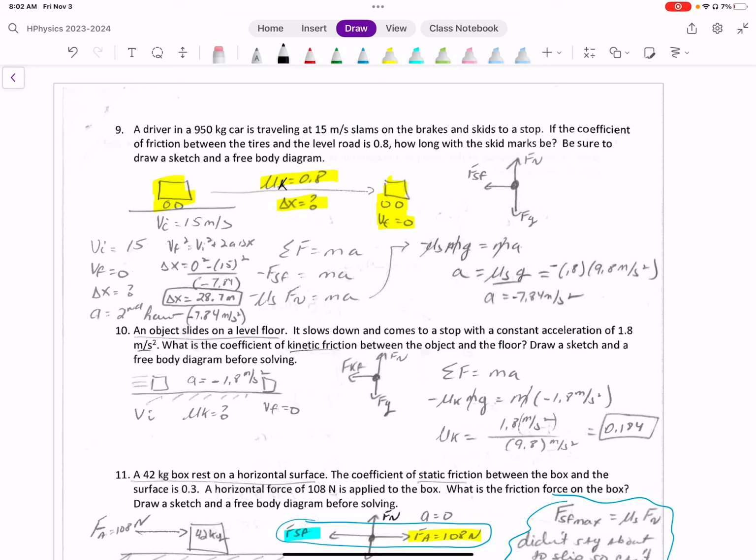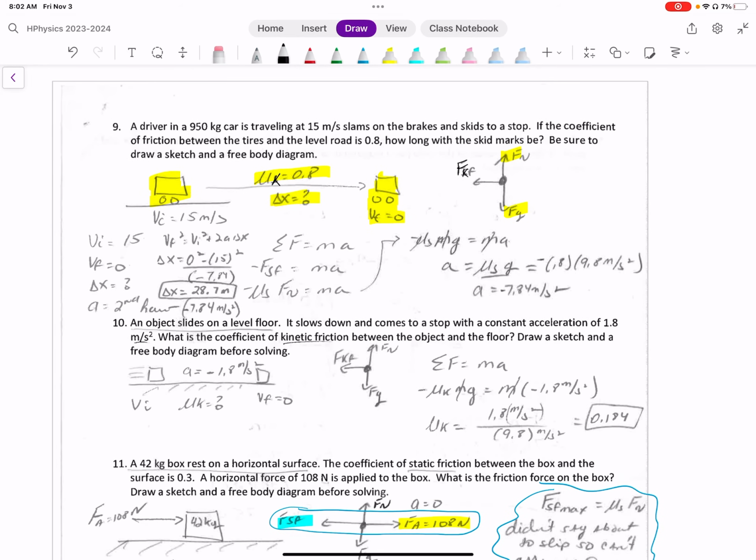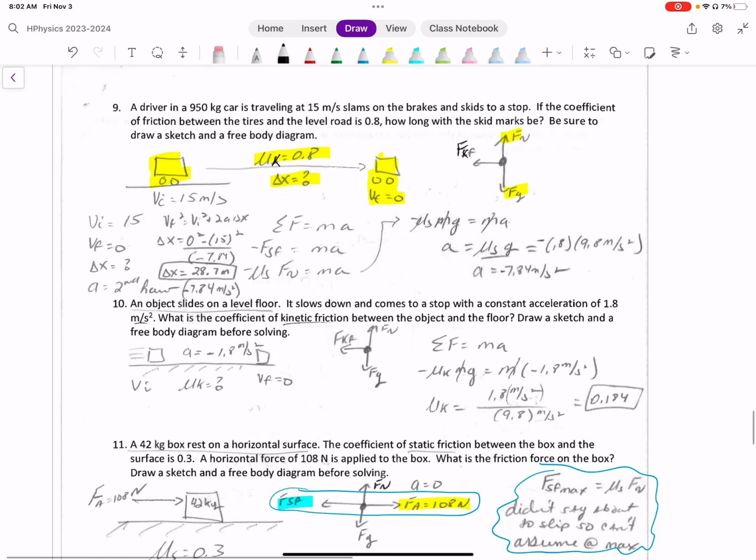What is the free body diagram? Well, here's the free body diagram. I have force normal, force of gravity, and the only force acting on the car is the force of kinetic friction. There is no applied force because there's no engine or someone pushing it. So there we go. They want to know how long the skid marks are.